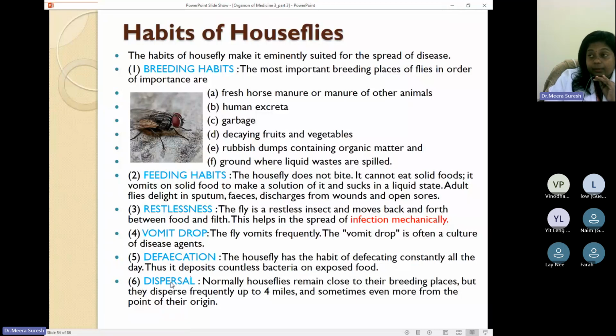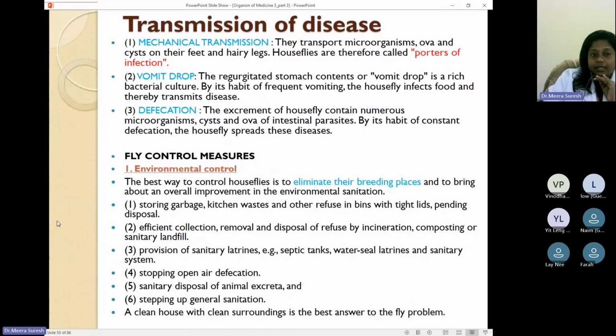And lastly, it is the dispersal, because houseflies can travel longer distances. Usually they remain close to their breeding places, but they disperse frequently up to 4 miles and sometimes even more from the point of origin. So these habits and the habitat of the houseflies make it very possible for them to transmit diseases. Out of the habits we mentioned, the most important things which help in the transmission of diseases, first one, their constant movement, their restlessness.